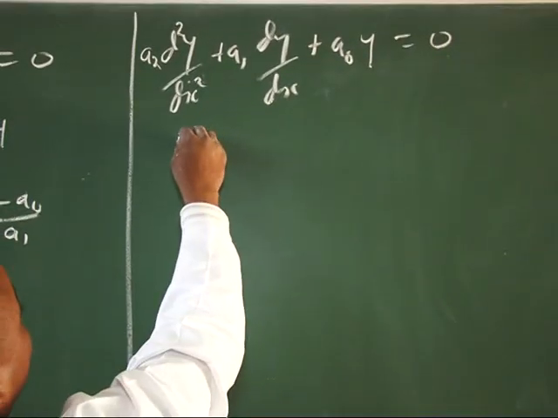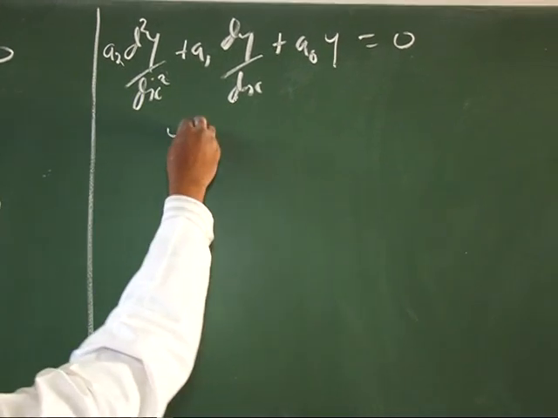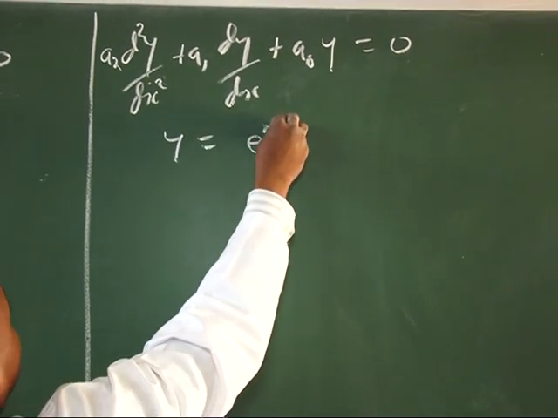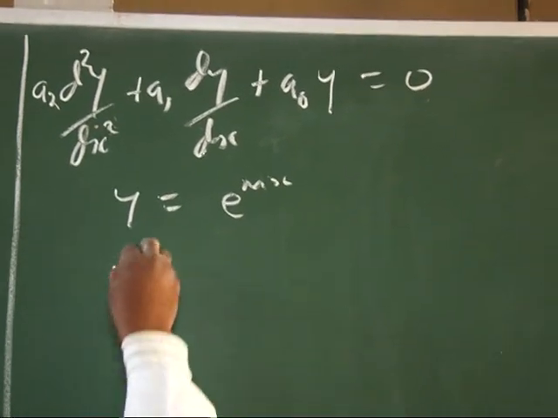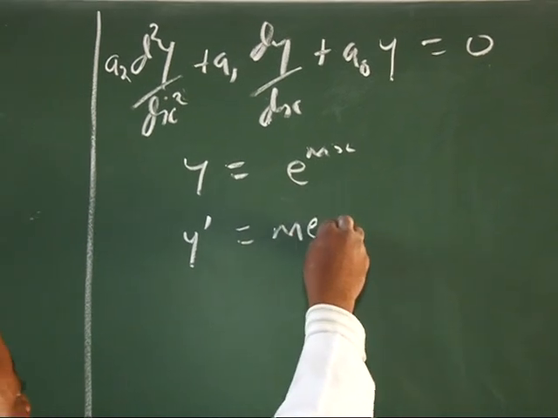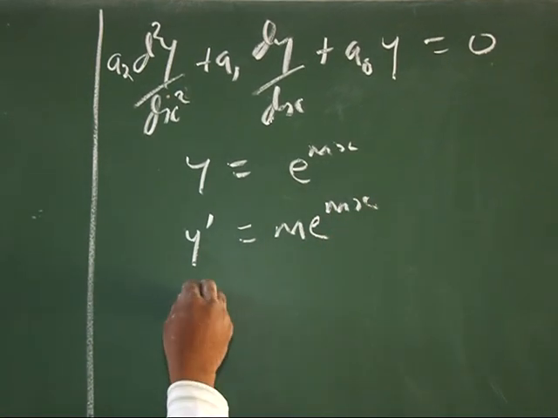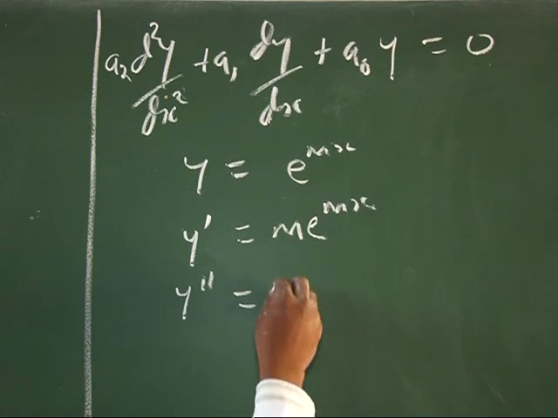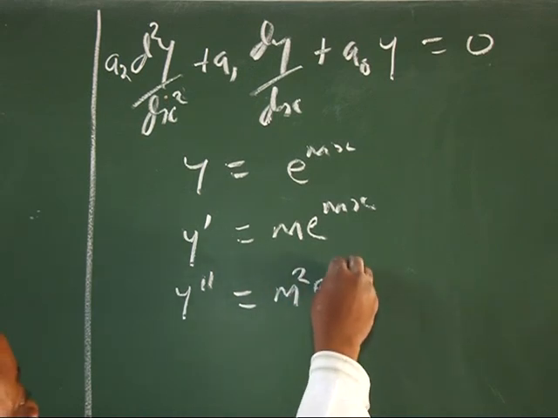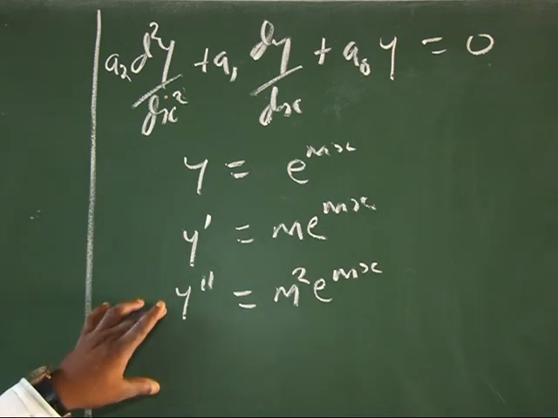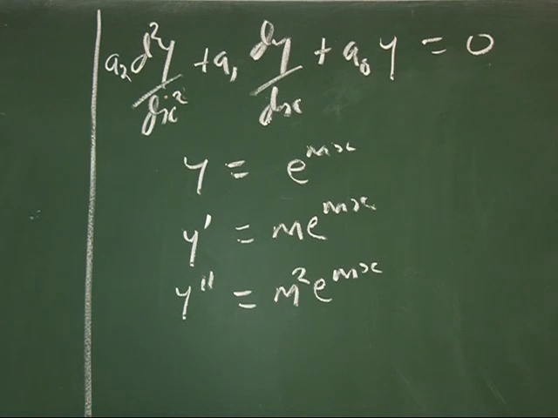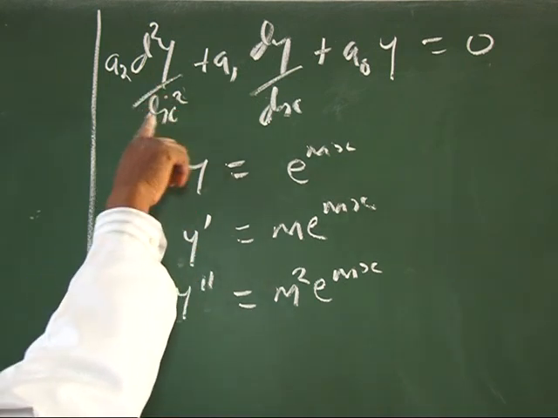Now, if y is equal to exponential mx, it means that y prime will be equal to m exponential mx. Y prime prime will be equal to m squared exponential mx. So we are going to put these values in this equation. Of course, we know that y prime is the same as dy dx, and y prime prime is the same as d squared y over dx squared.